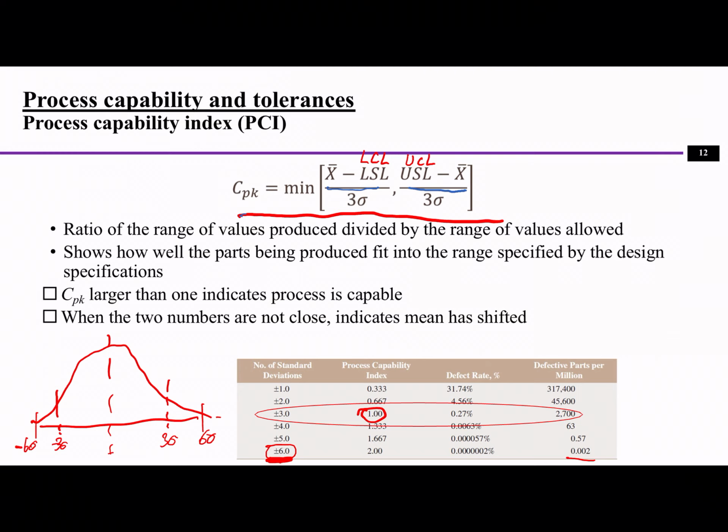Okay? So which means if it's 6 sigma, all these parts are good parts, right? Well, someone will say, then what about the upper control limit and lower control limit? Then the upper control limit and lower control limit will have to be outside the 3 sigma, 6 sigma, because you want to make sure that all the parts produced are within the design specification, right? Lower control limit, upper control limit.